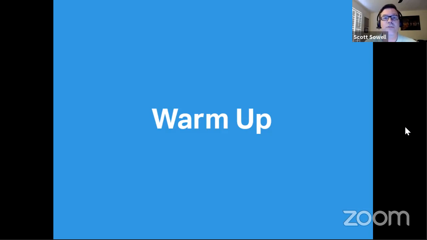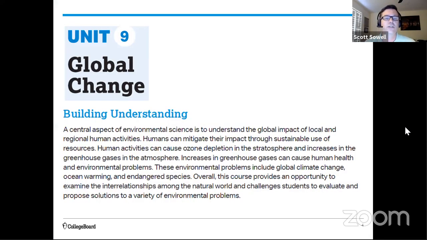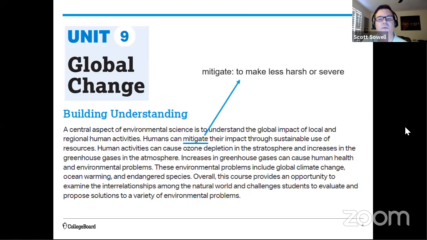But because we're starting Unit 9 today, I thought we would take a second and just look at what Unit 9 is about. So I want to highlight one particular word here. It says a central aspect of environmental science is to understand the global impact of local and regional human activities. Humans can mitigate their impact through sustainable use of resources. So I just want to highlight that word mitigate.